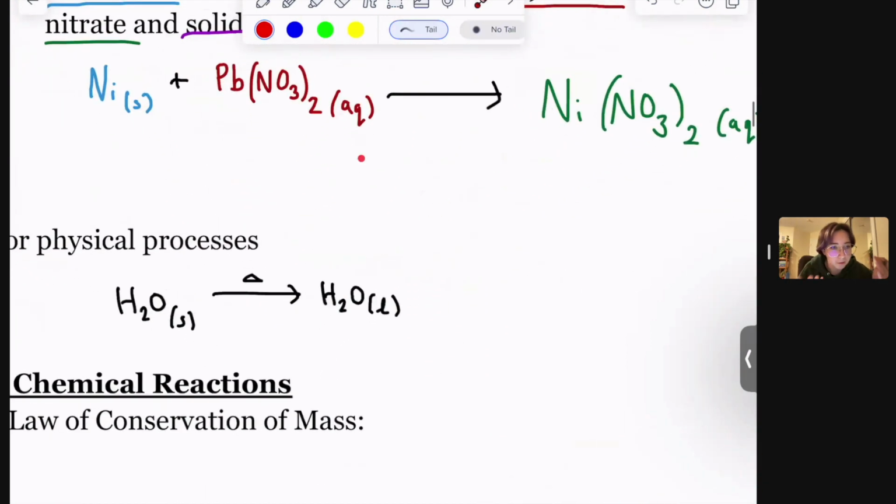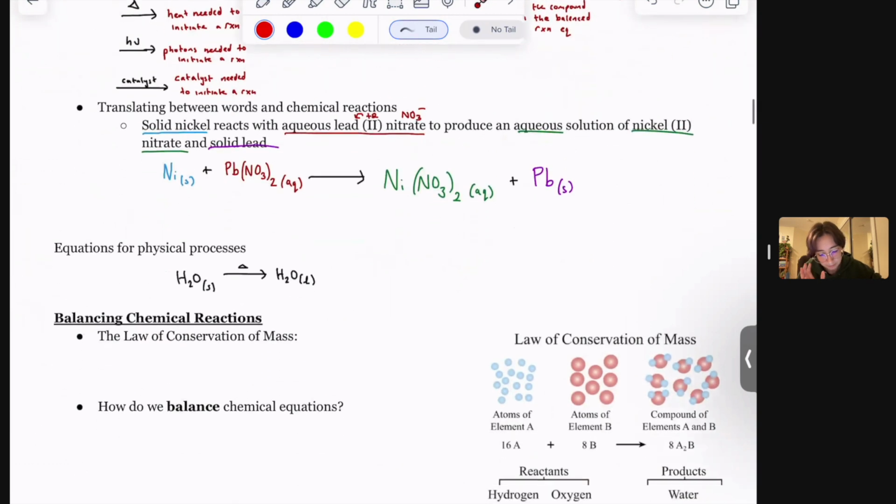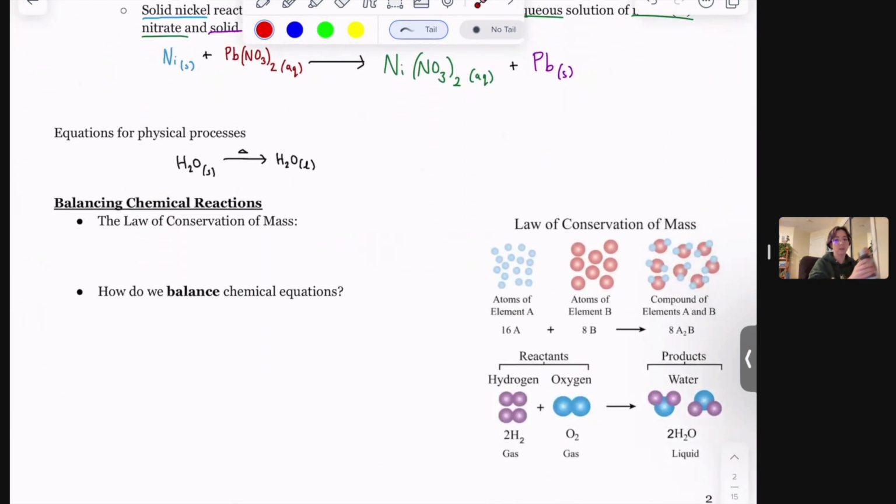But the way I would know for sure that this is just a physical reaction, not a chemical reaction, is because I have the exact same substance on both sides. I've not made any new materials. I've only changed the states. Okay. Law of conservation.